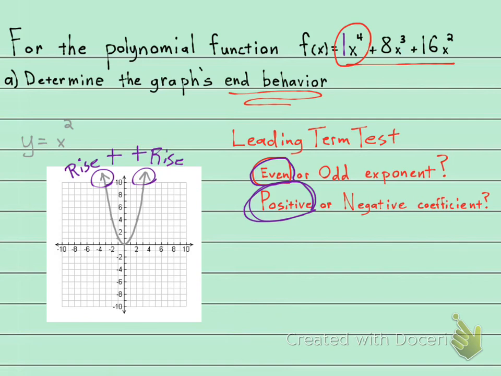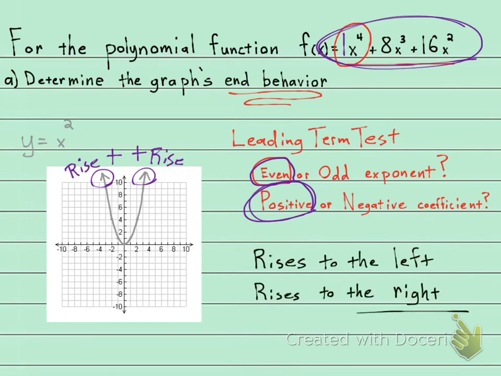So for my polynomial function that they gave me, it's going to rise to the left and rise to the right. Okay, and that answers part A.